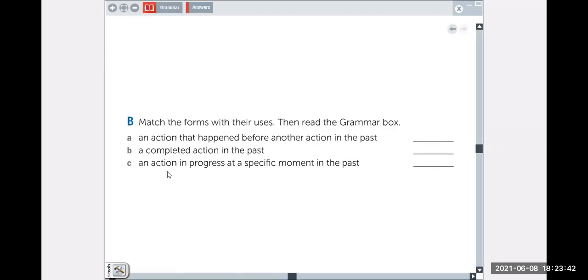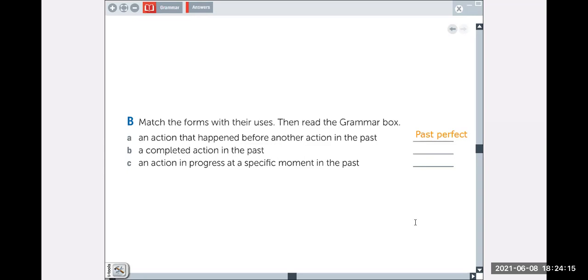And here we have the functions, okay? I want you to tell me what tense we use for these functions. It says, an action that happened before another action in the past. What tense do we use here? Present perfect. Again, please? Present perfect. No. Past perfect, right? Past perfect. When we talk about an action that happened before another action in the past.